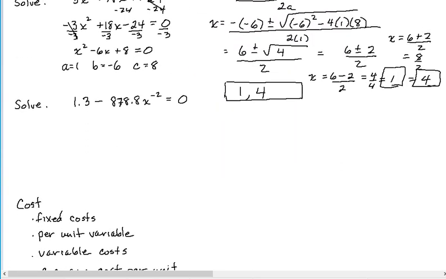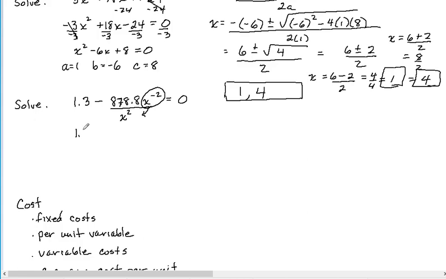Next, 1.3 take away 878.8x to the negative 2. Okay, how do you solve if it's a negative exponent? Because there's not a negative quadratic formula. Well, actually, we don't solve with the negative exponent. Instead, we use the exponent properties, as you recall, to take the negative 2 exponent would bring a positive 2 exponent down to the denominator. So x to the negative 2 is the same as dividing by x to the positive 2.